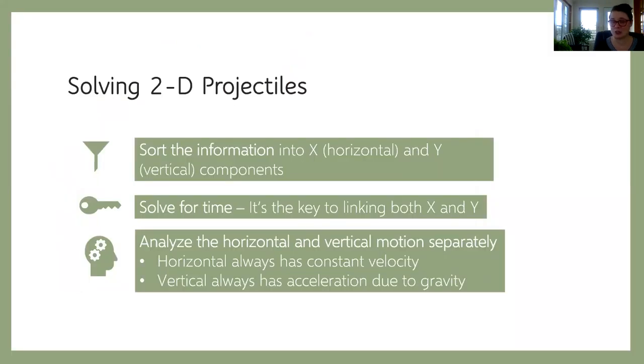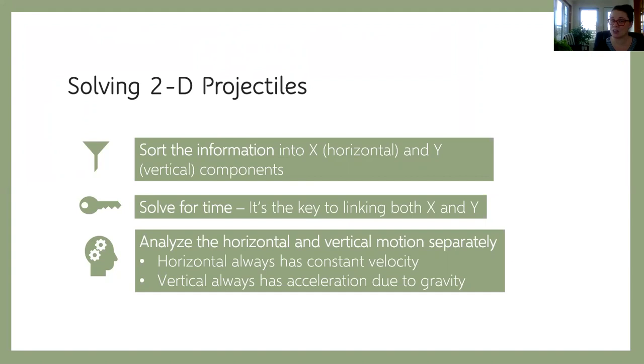All right, so what do we do when we solve 2D projectile problems? Well, I don't really like this slide, but that's okay. I've changed it enough times, it's staying as it is. First of all, sort the information into X and Y components. I want you to take the information in the question and categorize it by what is vertical motion and what's horizontal motion, because it's going to give us two different scenarios. Secondly, we're going to solve for time. Most of the time, that's what you want to get first. It's the key that links both X and Y together.